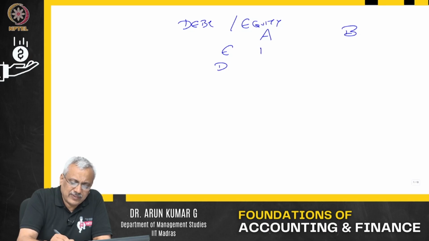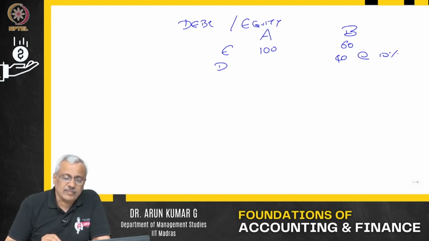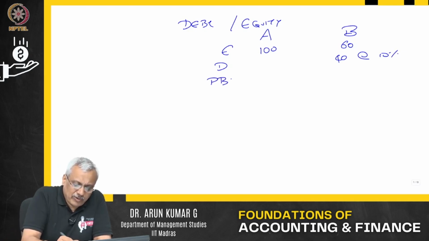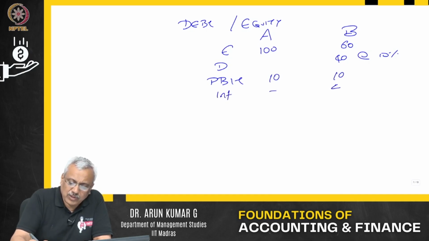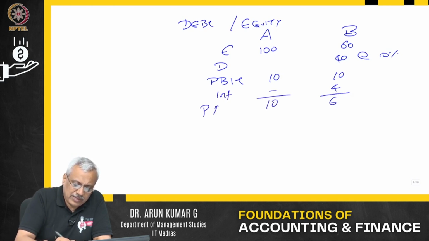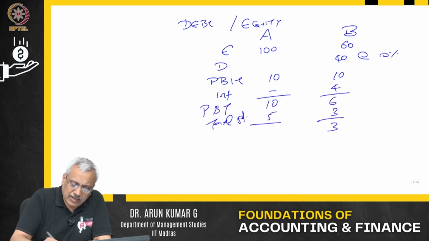Company A has equity 100. Company B has equity 60 and debt 40 at 10%. Simple. My profit before interest and tax for both is, let us say, $10 each. My interest is $4. So 10 minus 4 gives 6 PBT. My tax at 50% is $3, so $3 gone and $3 is PAT for B, and $5 for A. Beautiful.